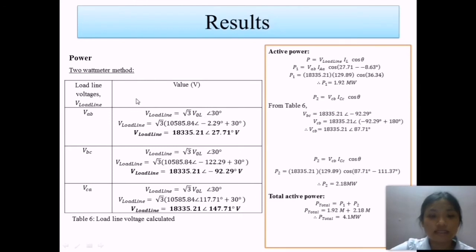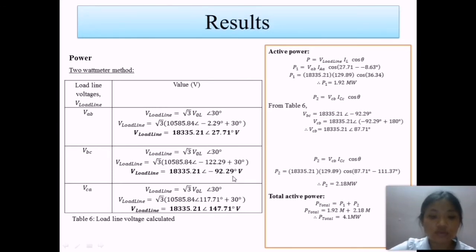So the V load line refers to this formula: square root of 3 times V phase L, angle of the T. So VAB gets the result like that, 1855.21 V angle 27.7 voltage. And VBC also refers to this formula, so we get the value 1835.21 V angle negative 92.29 voltage.